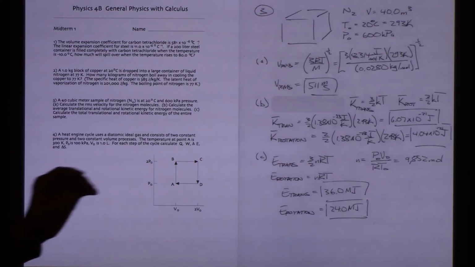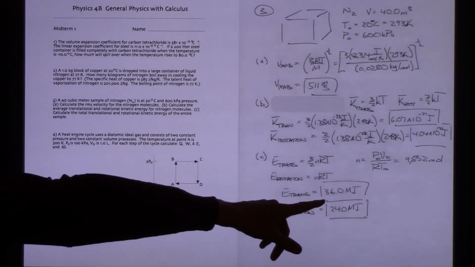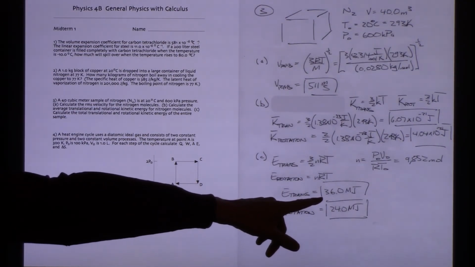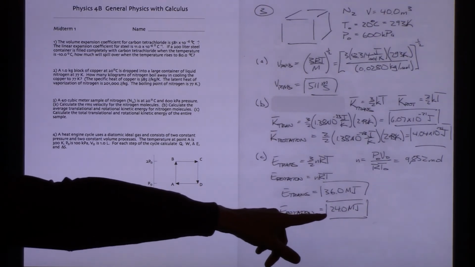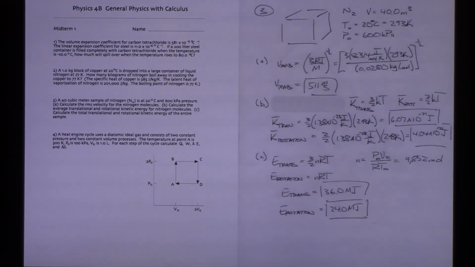And so here, I ended up with 36 megajoules and 24 megajoules. So those are pretty good sized numbers for the energies that we have here. All right, and as always, go through, check my numbers, make sure I haven't goofed up somewhere here, but that looks like question 3. Any questions that you guys have, let me know.